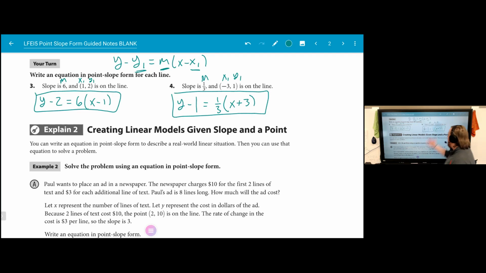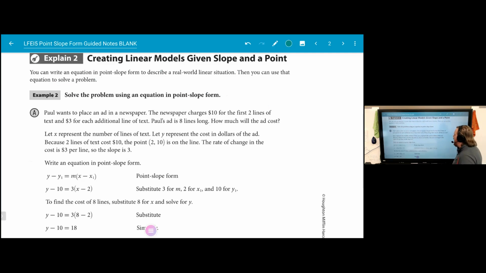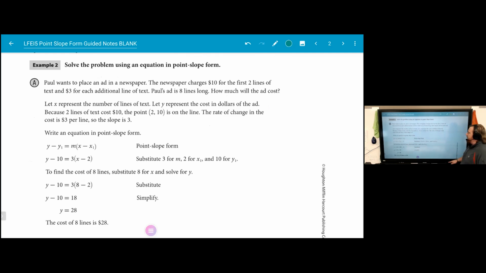Okay. So what do we do when we're trying to create models? We've got Paul wants to place an ad in a newspaper. They charge $10 for the first 2 lines of text and $3 for each additional line of text. Paul's ad is 8 lines long. How much will the ad cost? Let's let X represent the number of lines of text. Y is going to be the dollars. So 2 lines cost $10. So we've got a point on the line. The rate of change in the cost, we've got $3 per line.